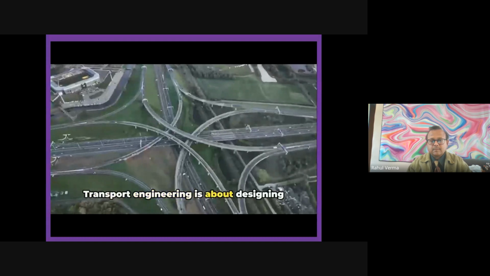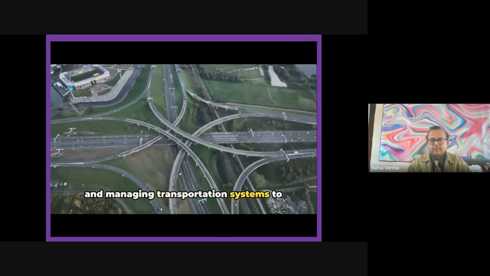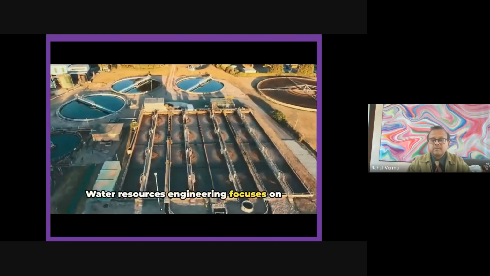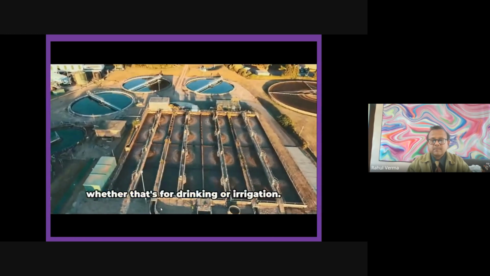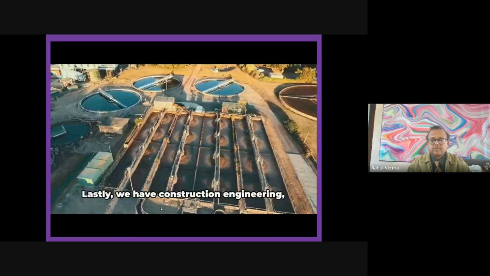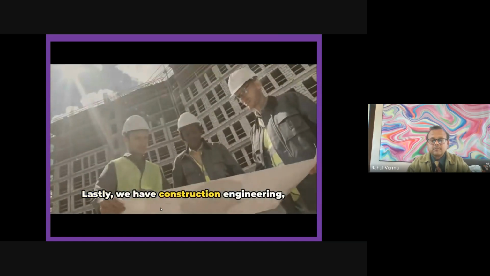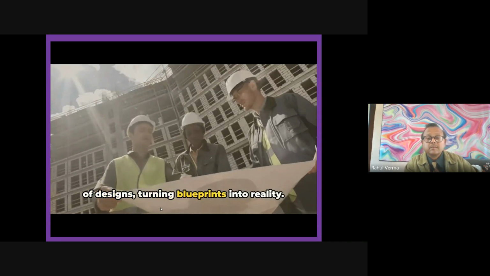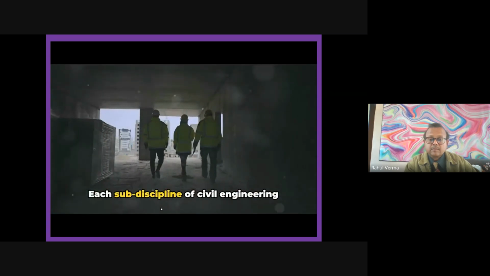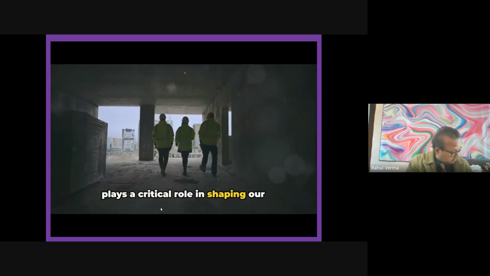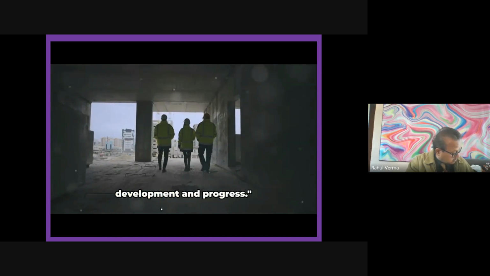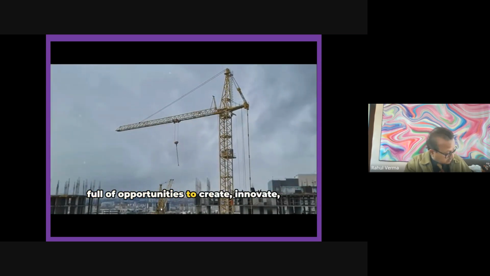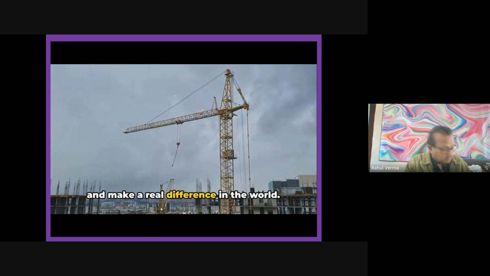Transport engineering is about designing and managing transportation systems to boost efficiency and safety. Water resources engineering focuses on the collection and management of water, whether that's for drinking or irrigation. Lastly, we have construction engineering, which oversees the planning and execution of designs, turning blueprints into reality. Each subdiscipline of civil engineering plays a critical role in shaping our world, contributing to our society's development and progress. Civil engineering is an exciting field full of opportunities to create, innovate, and make a real difference in the world.